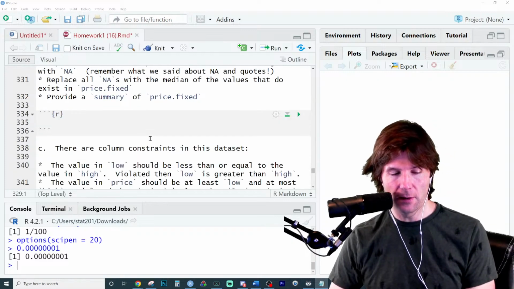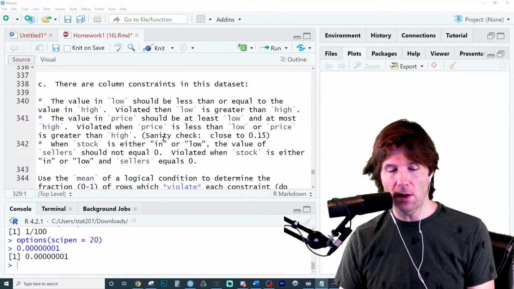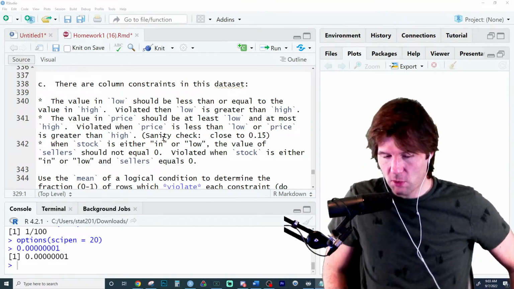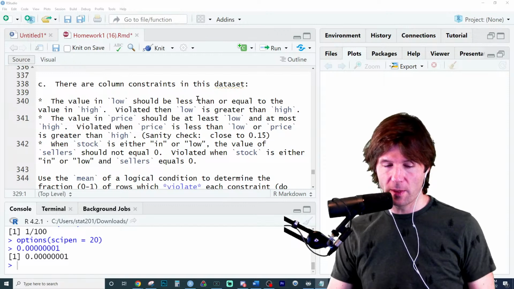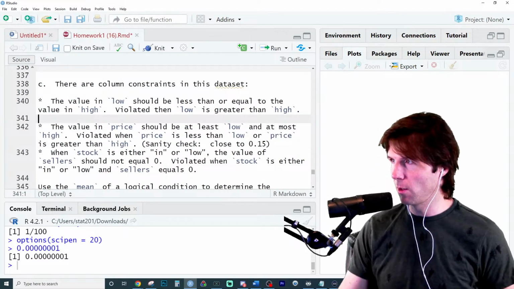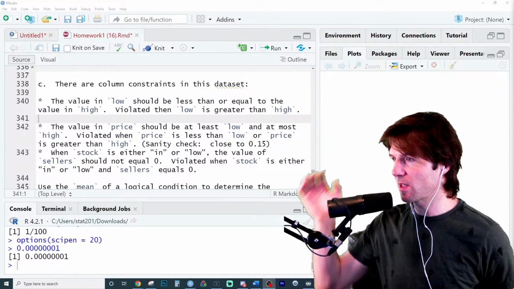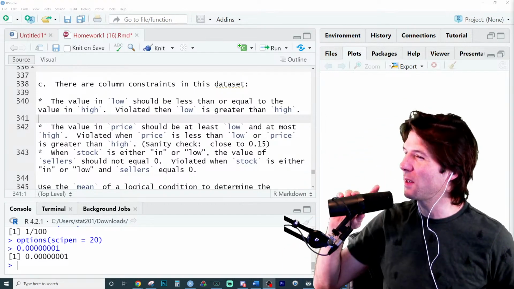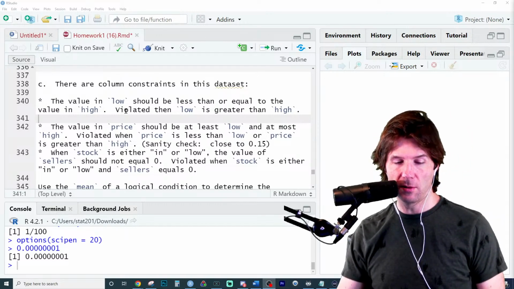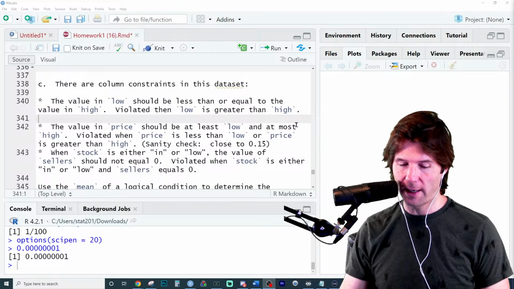Well, let's do it. Okay, so 8C says there are column constraints in this data set. Column constraint means there's values that just wouldn't make sense. The value in low should be less than or equal to the value in high. These are prices of notebooks from Amazon sales, I believe, that we're working with here. So low should be less than or equal to high.